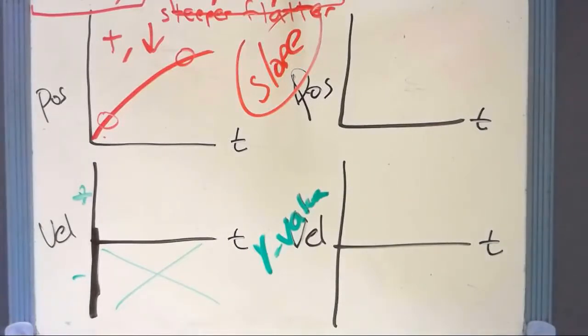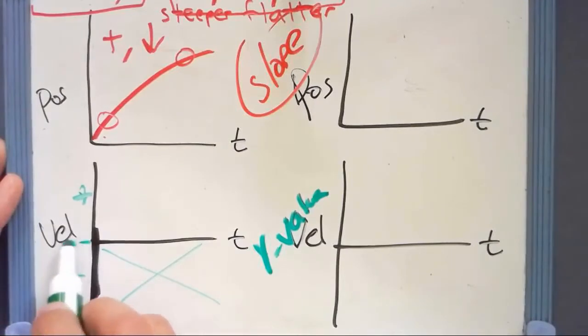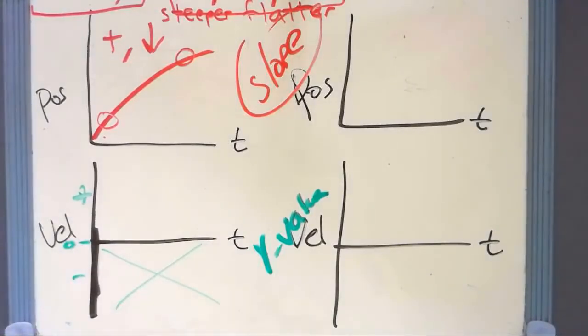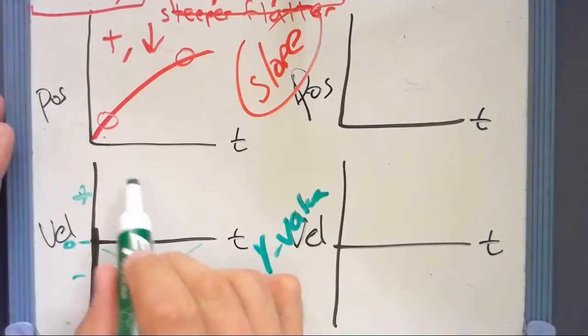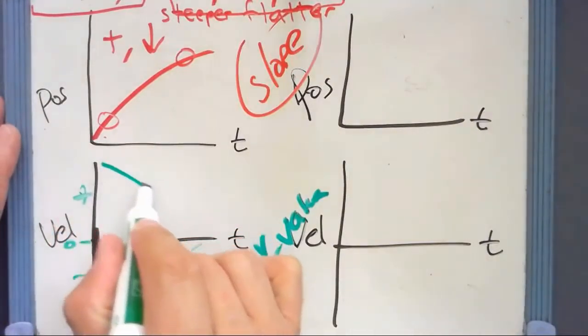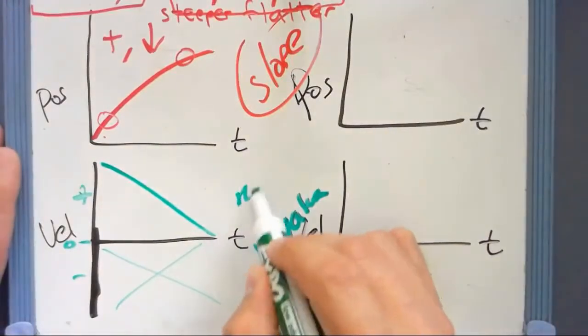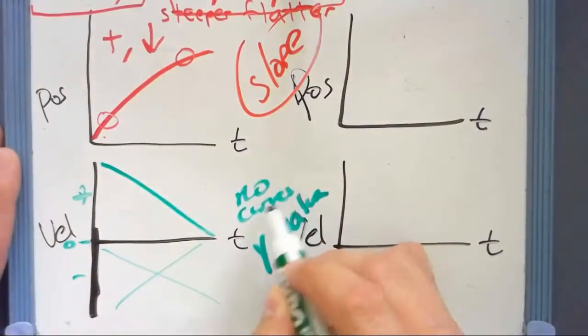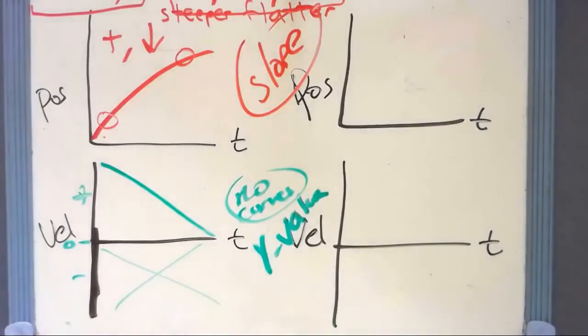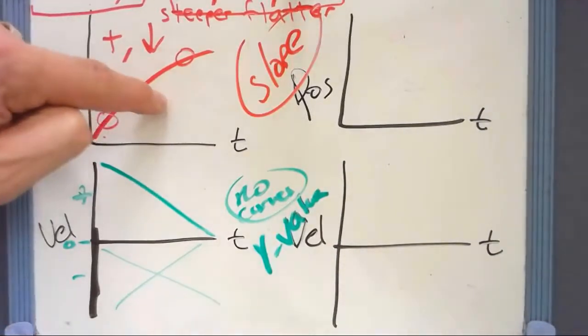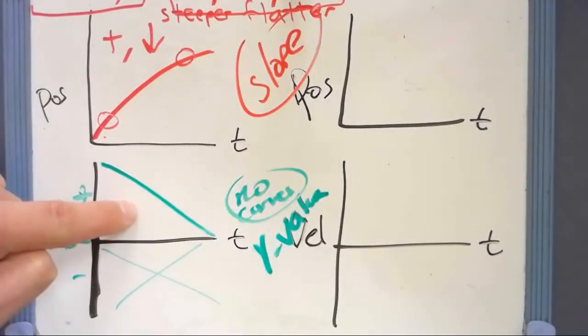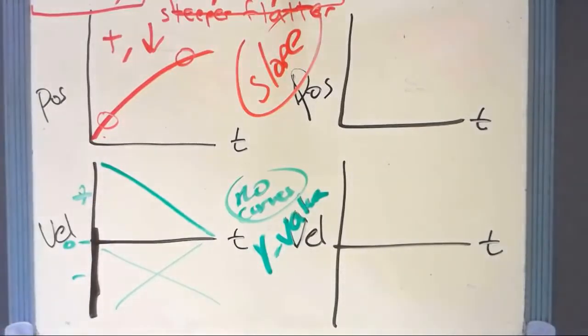Decreasing or slowing down means that the y value will be getting closer to 0, not farther away from it. So if I'm going to draw something up here that's getting closer to 0, the line should look like this, and it is going to be a straight line. There are no curved lines on the velocity versus time graph. This is the same motion as this, just on a velocity versus time graph.